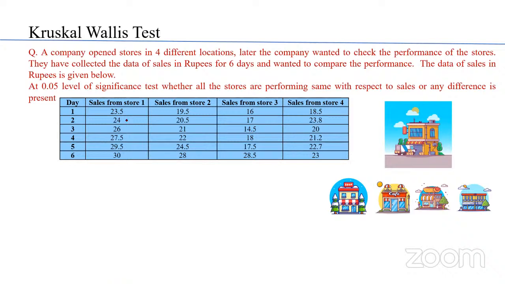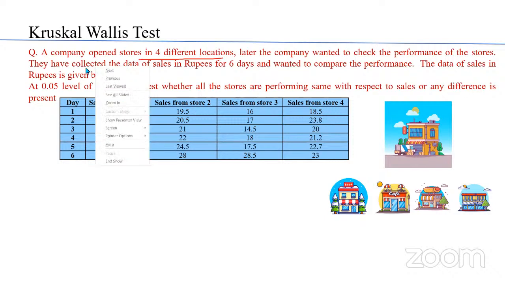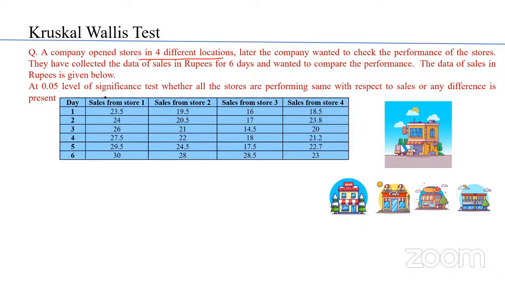The Kruskal-Wallis test: suppose a company opened 4 stores in 4 different locations. Obviously, they wanted to check how they are performing. Is there any difference in the performance, or are they going alike? Since the data I have taken is not following normality, the normality principle is violated in this case, and they have identified sales from different stores. Sales from store 1 in 6 days is like this. Sales from store 2 from 6 days like this. Sales from store 3, sales from store 4.